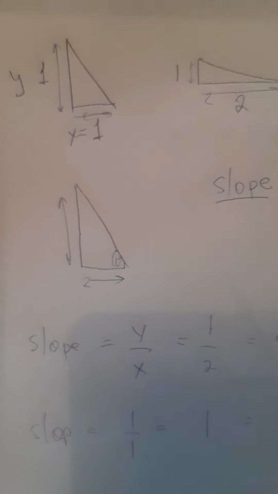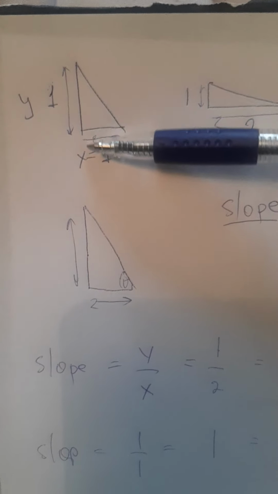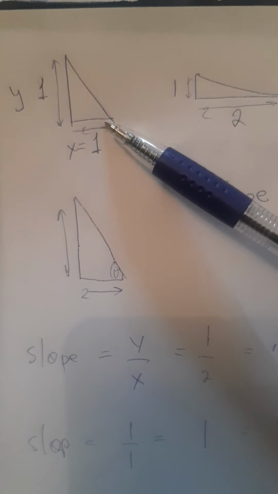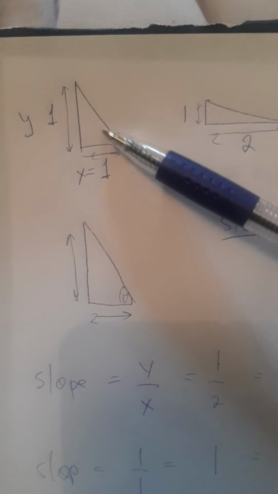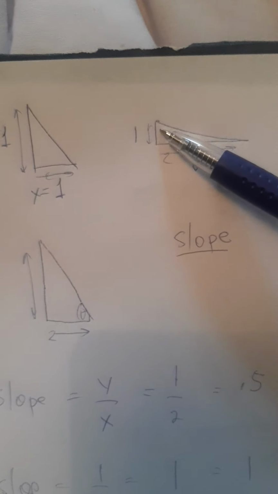Okay, this is a triangle, as you can see. Let's say the height of the triangle is 1, and let's say the base is 1. That obviously has a slope, like an incline. If you were going up that, that's fairly steep. This one isn't.